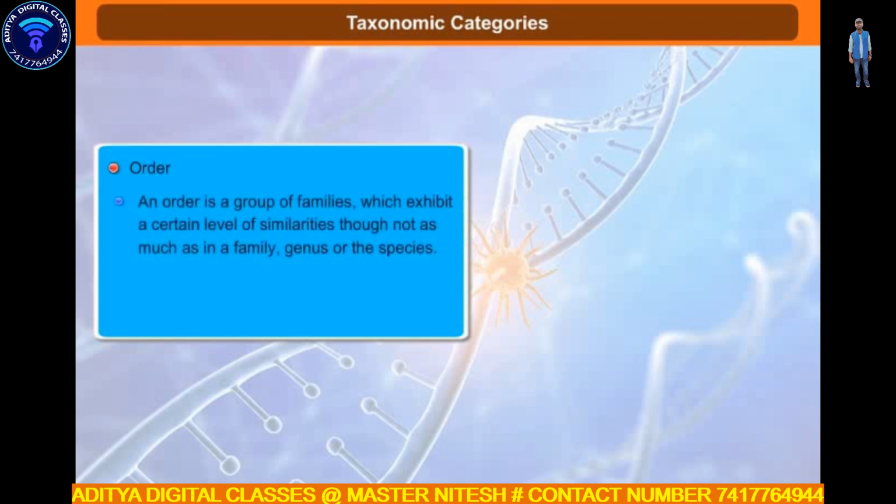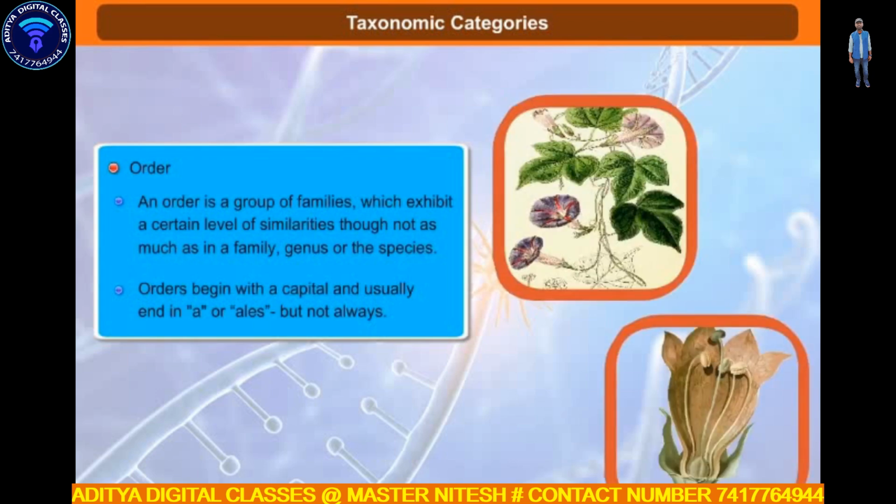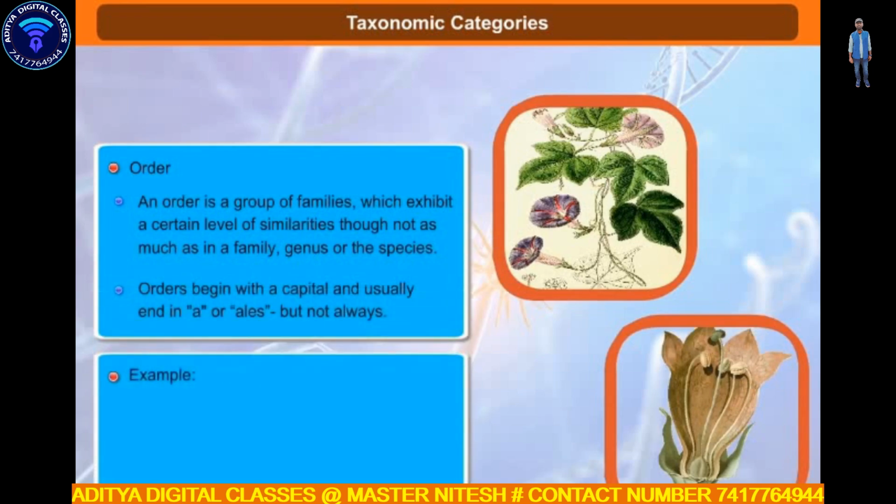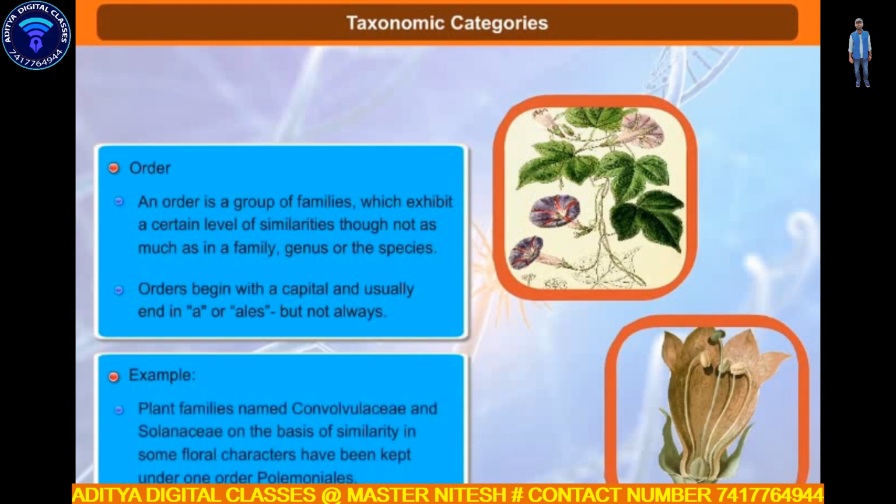Order. An order is a group of families which exhibit a certain level of similarities, though not as much as in a family, genus, or the species. Orders begin with a capital and usually end in A or ales, but not always. Examples: plant families named Convolvulaceae and Solanaceae, on the basis of similarity in some floral characters, have been kept under one order, Polemoniales.